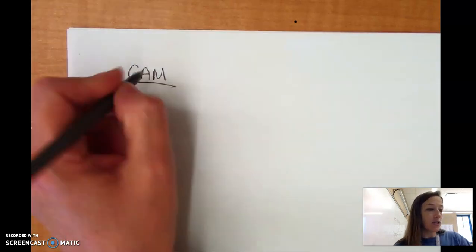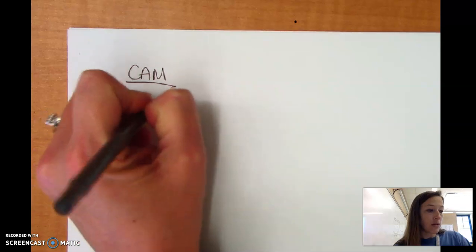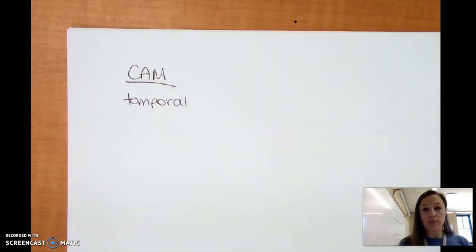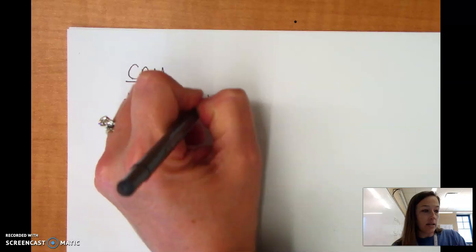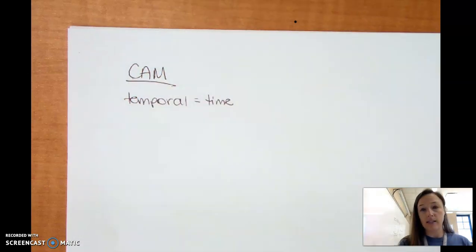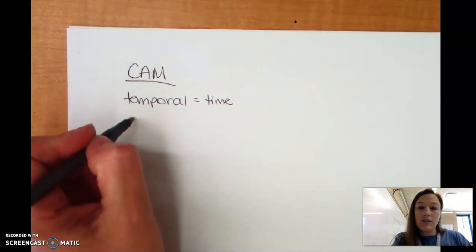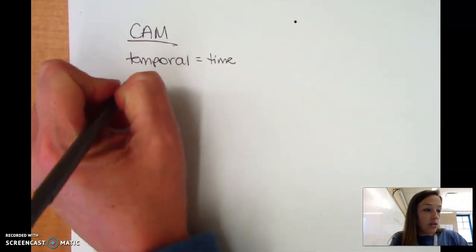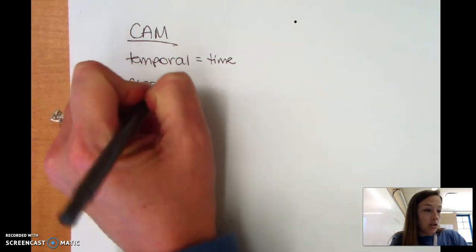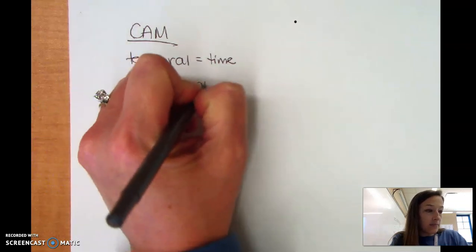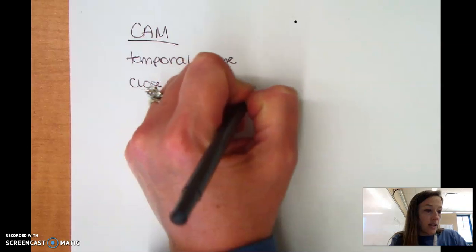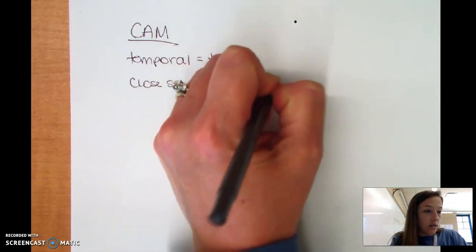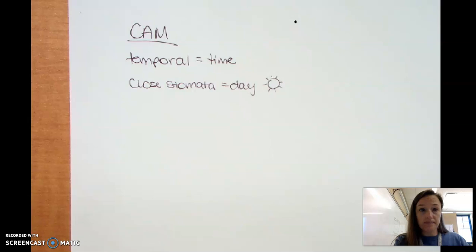And so CAM is going to do what we call a temporal process, which means time, whereas C4 plants did a physical process. They separated the rubisco and the O2 physically, put them in 2 different cells. The CAM plant is going to use time. So what CAM plants do is they are going to close their stomata during the day. So when the sun is out, their little stomata are closed.